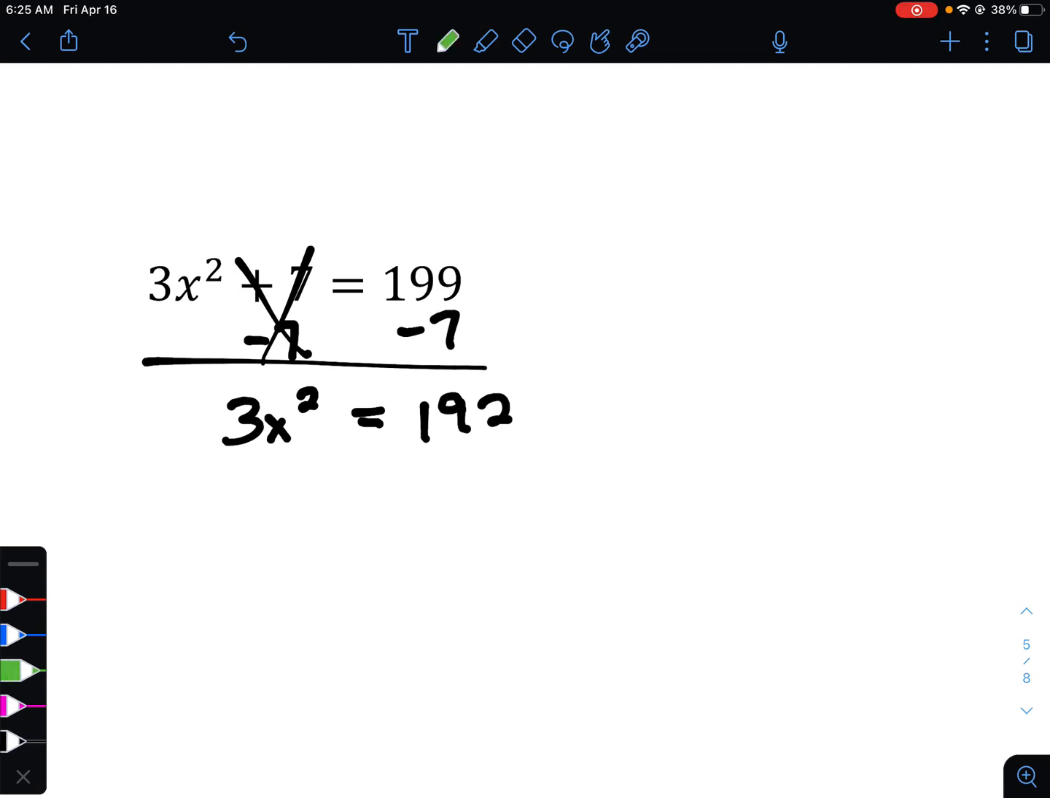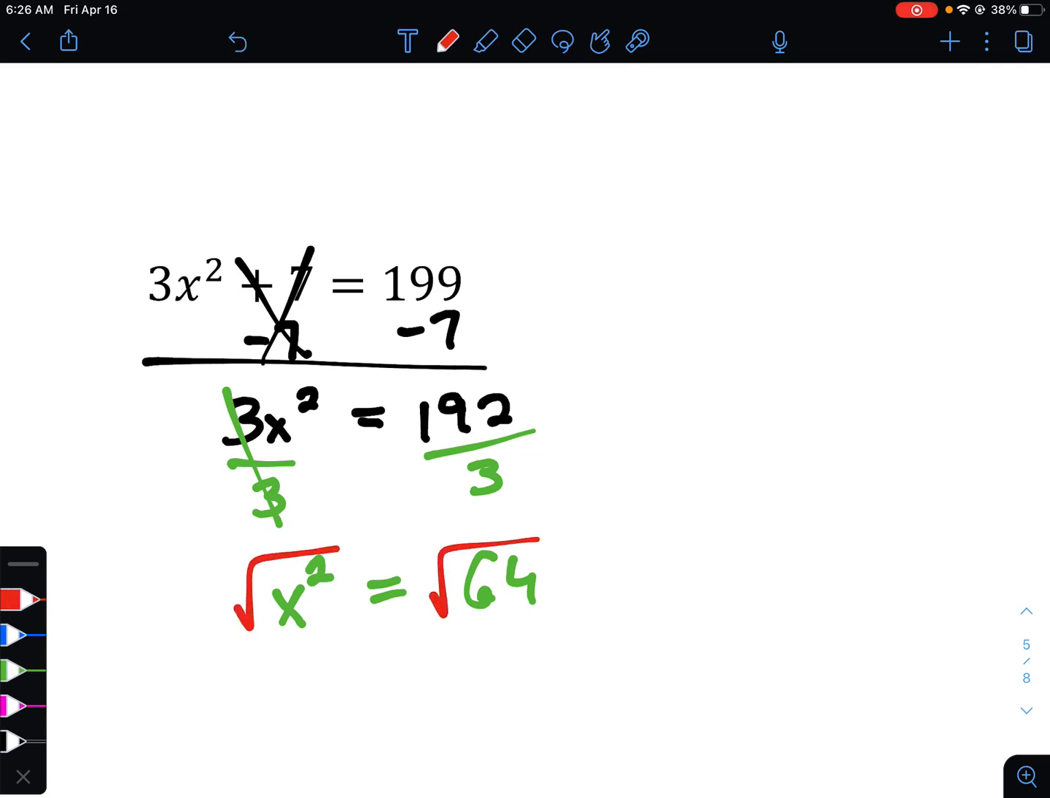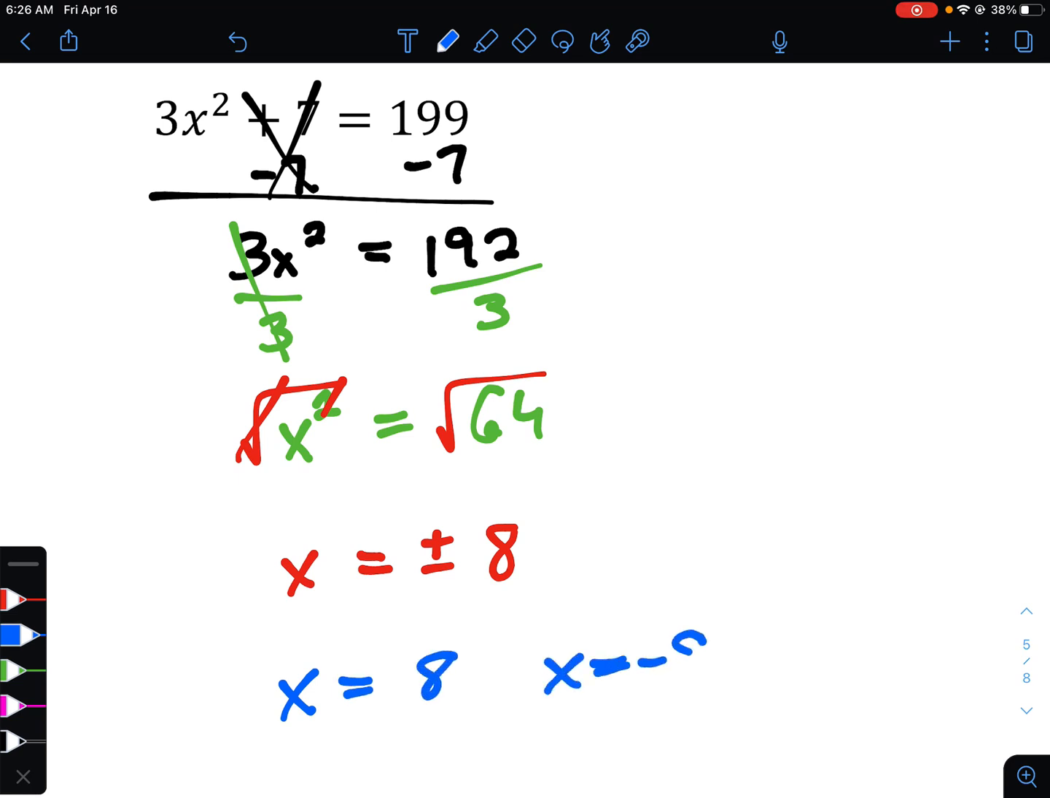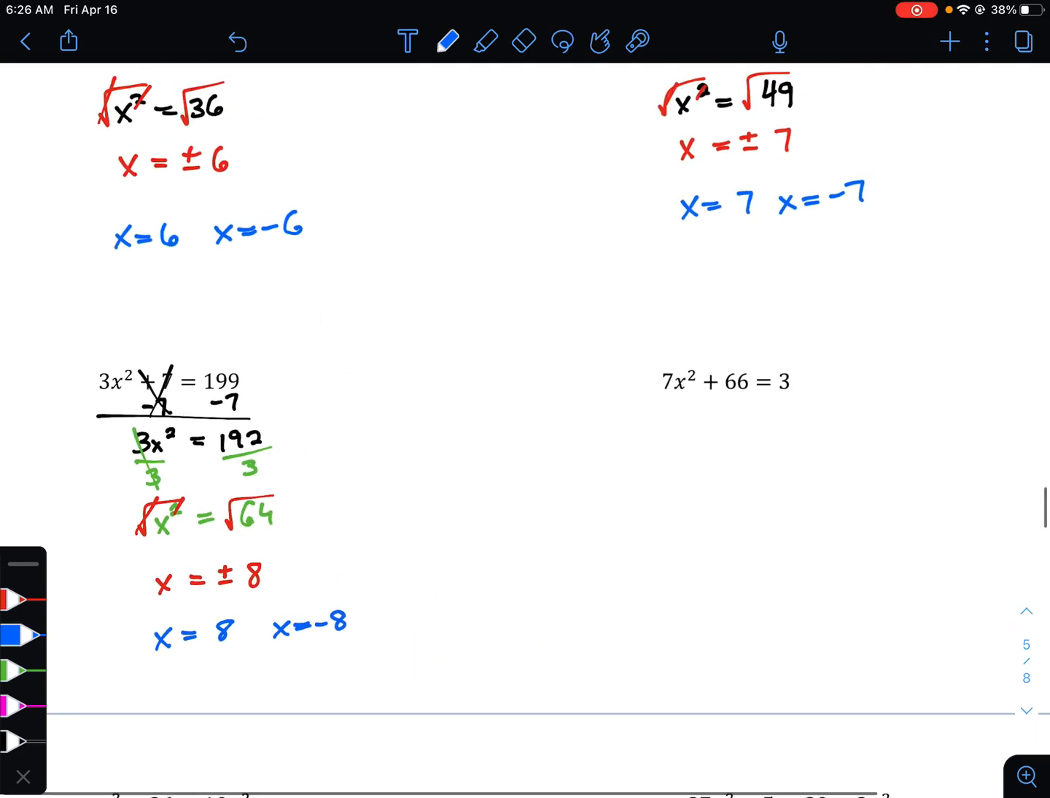Now we'll divide both sides by 3. So that'll leave us with x squared on the left side is equal to 64 on the right side. Now that x squared is by itself, we'll take the square root of both sides. So that'll leave us with x on the left side is equal to, square root of 64 is 8, so make that plus and minus 8, and then you can write those separately and say x equals 8 or x equals negative 8.